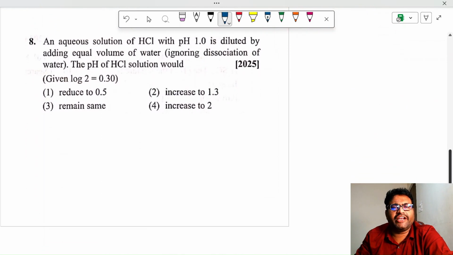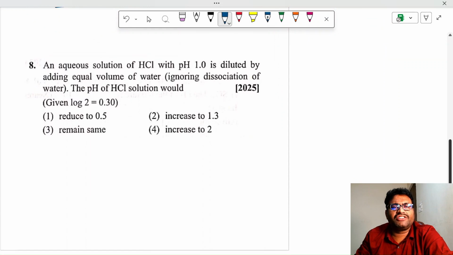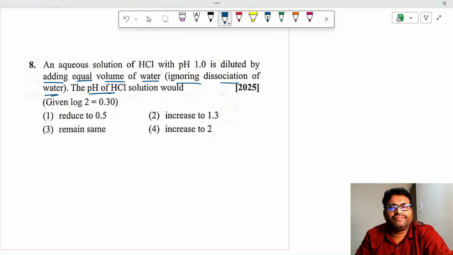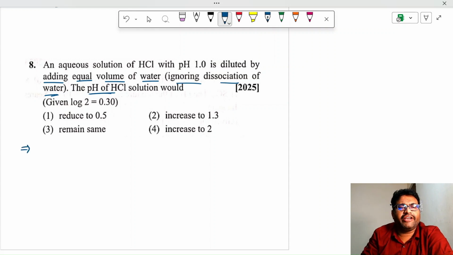Next question. An aqueous solution of HCl is diluted by adding equal volume of water. Ignoring dissociation of water, what will be the pH of the HCl solution? Okay, let us solve. Here, an aqueous solution with pH equal to 1. So pH is equal to 1 given, right?